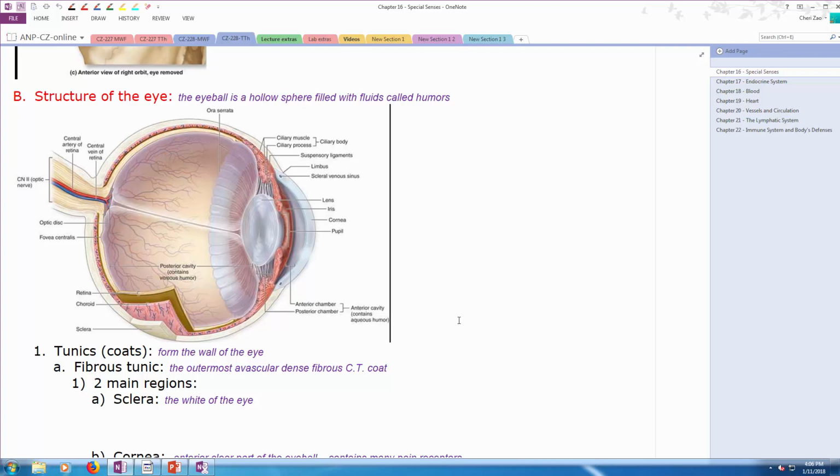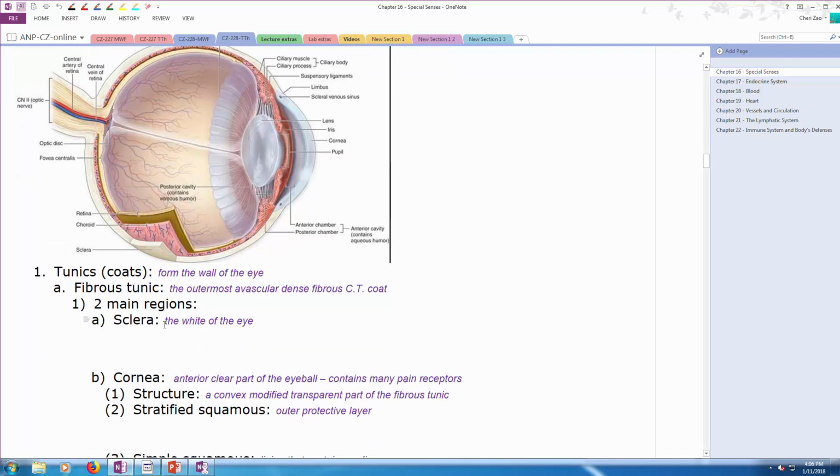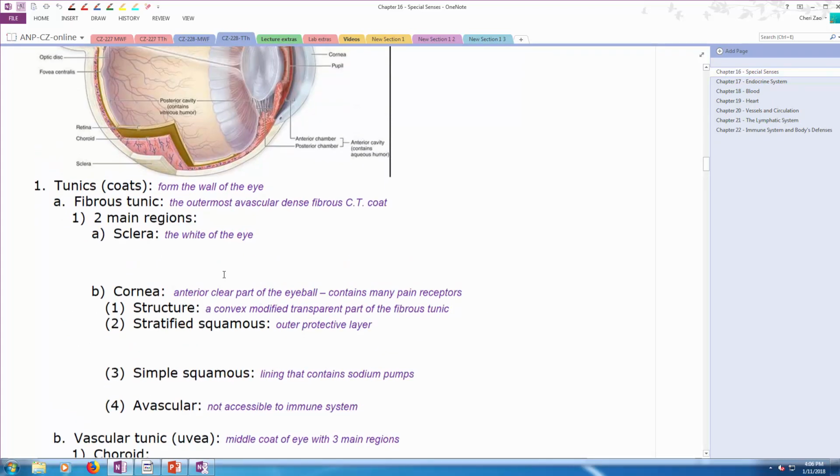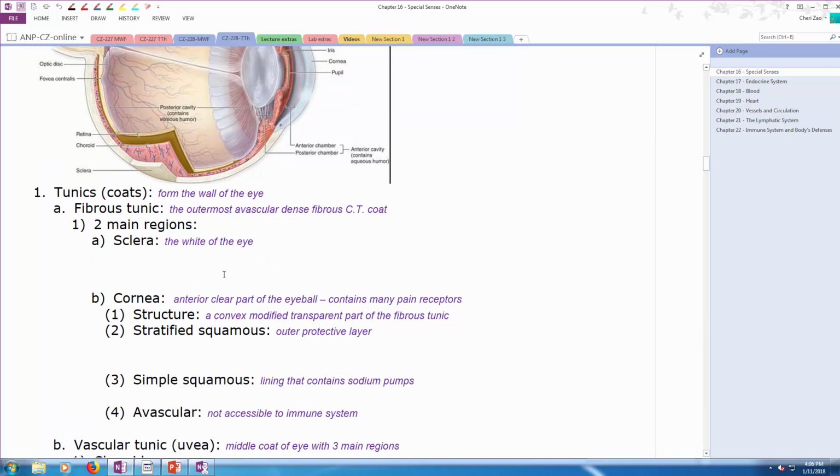So remember, when you take a look at the notes, we actually have them organized in a certain column. Our fibrous tunic, if you take a look under here, fibrous tunic is one. We have the sclera and the cornea subdivided in that area. So same thing happens in our note construction. That's the outline that we actually have.